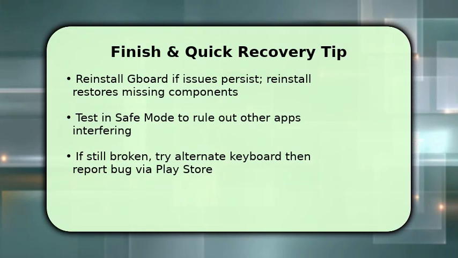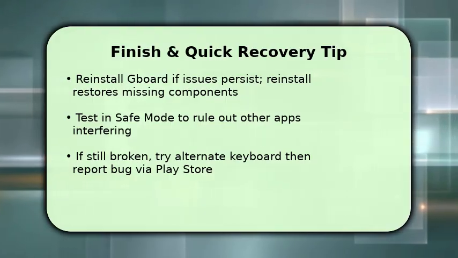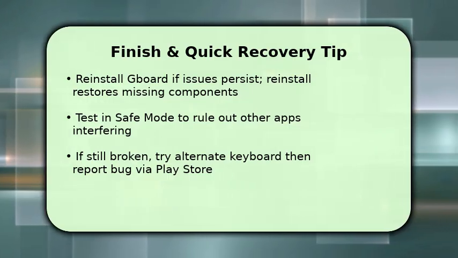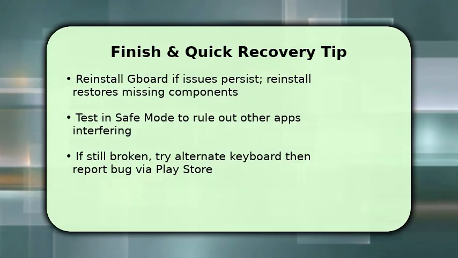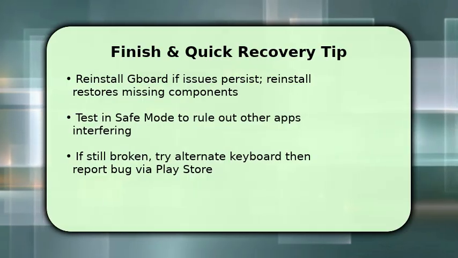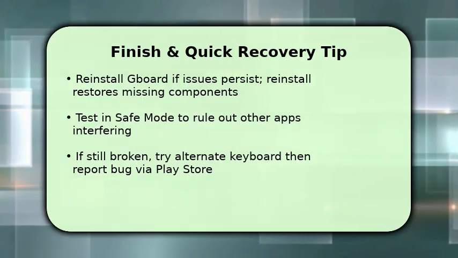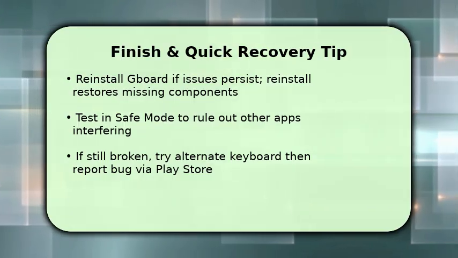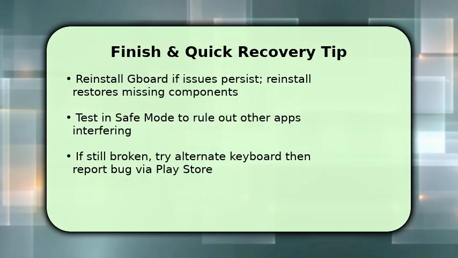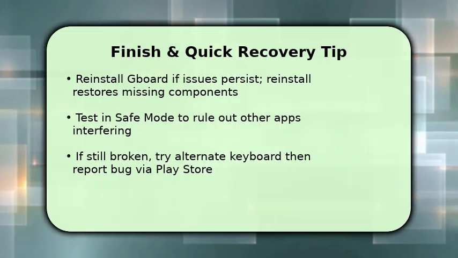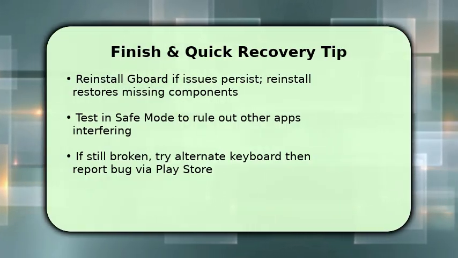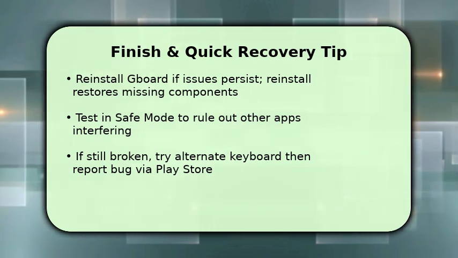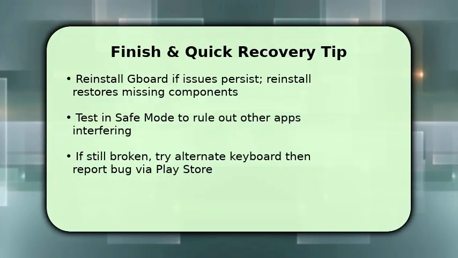To finish, reinstall Gboard to restore missing components and preferences, uninstall, reboot, then install from the Play Store and set it up again. If problems persist, boot the device into safe mode to check whether a third-party app is blocking the keyboard. Safe mode isolates system apps. If safe mode shows Gboard correctly, uninstall recently added apps. Finally, if nothing works, install another keyboard temporarily and file a bug via the Play Store. That gives developers logs to diagnose hard-to-reproduce failures.